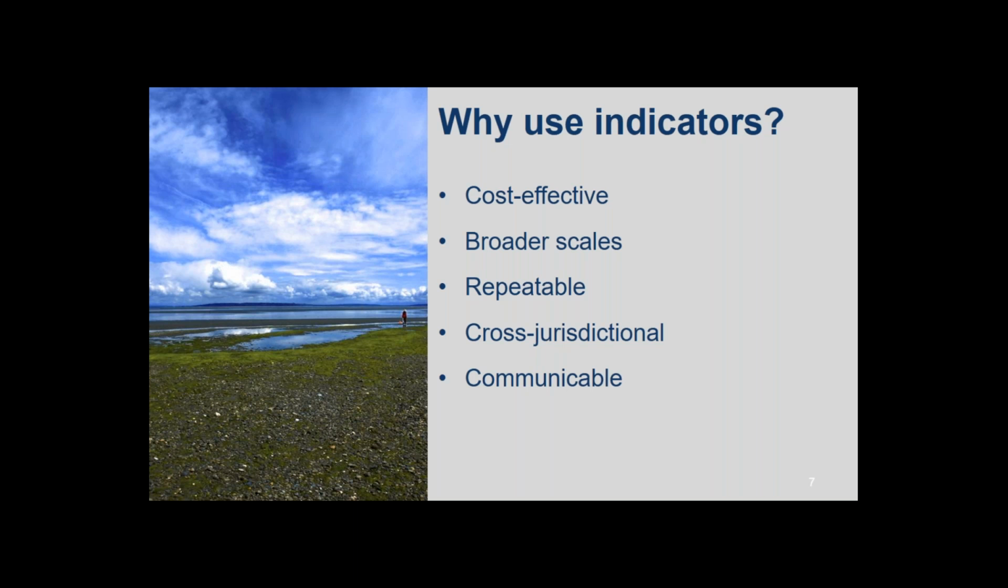And finally, they're usually quite communicable. So things like canopy cover, for example, it's a fairly simple concept. People understand it, even if they don't know about the many different ecosystem services we're considering when we measure it. So they're useful for communicating to a wide range of audiences.